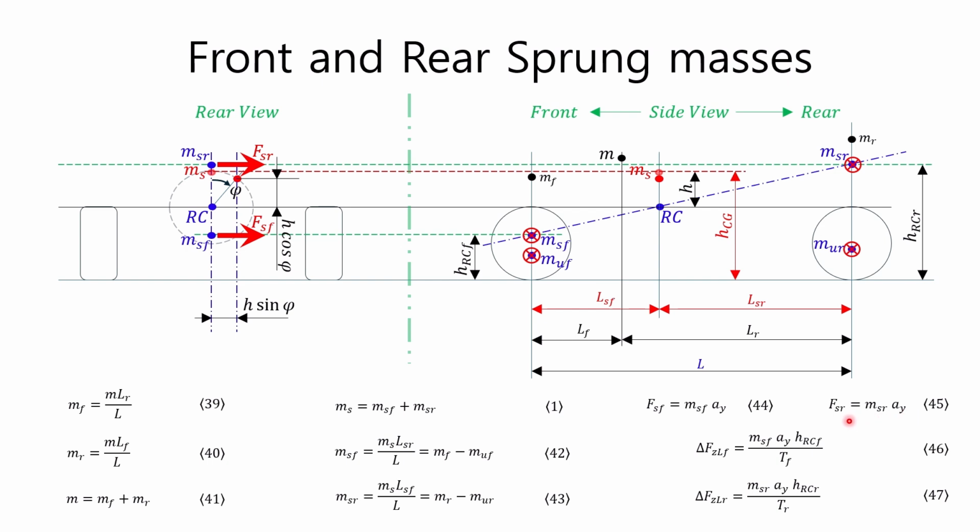Since the moment generated by the lateral force acting on the roll center must be equal to the reaction moment, the load transfer delta FZLF generated by the load FSF acting on the roll center in the front suspension can be expressed as in equation 46, and the load transfer delta FZLR generated by the load FSR acting on the roll center in the rear suspension can be expressed as in equation 47.